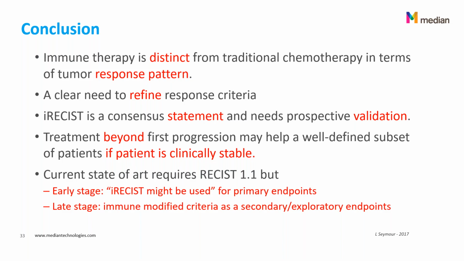And the last message is, if you had to choose, the current state of the art requires RECIST 1.1 as a primary endpoint. But it's true that in the literature and the iRECIST paper, for early stages, iRECIST might also be used as a primary endpoint. However, concerning late stages, I would not say that immune modified criteria should be selected as a primary endpoint, but more as a secondary or exploratory endpoint.